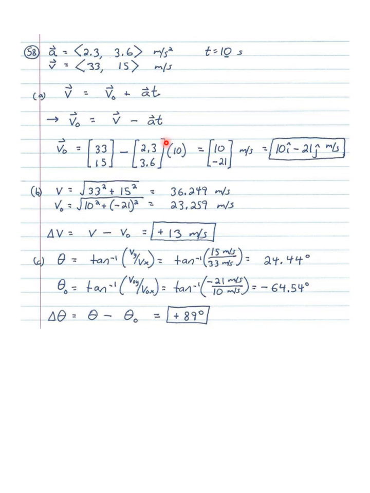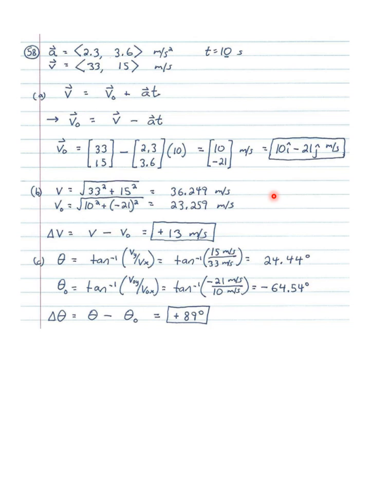Now, if you read across the top, that'll give you the x component of initial velocity, 33 minus 2.3 times 10, and that gives you 10. Reading across the bottom, that gives you the y component, 15 minus 3.6 times 10, that gives you negative 21. So the initial velocity vector was 10 i hat minus 21 j hat meters per second.